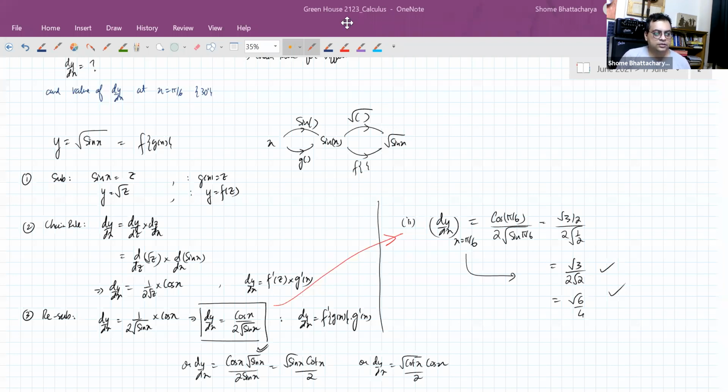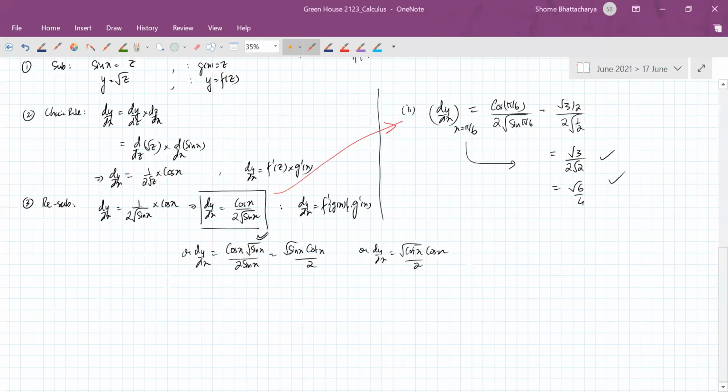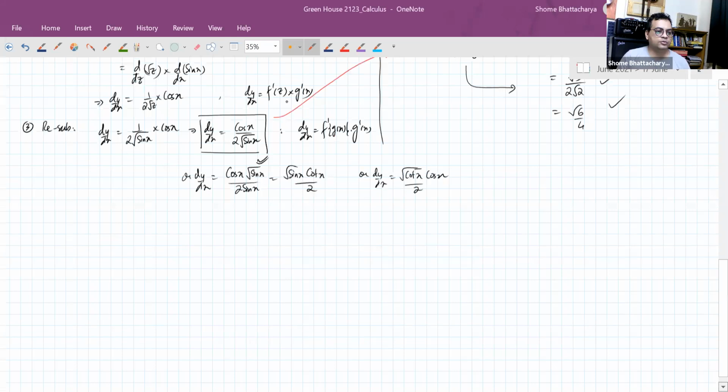So hope this question is clear to all of you. Very good. Now, also, how could we use the shortcut formula? Let's see also.